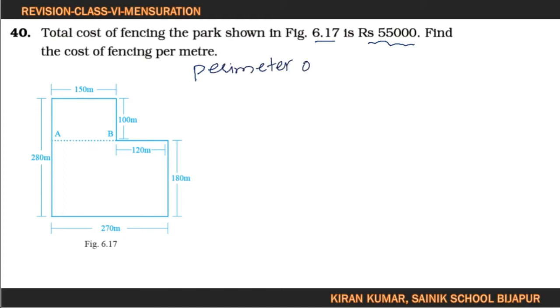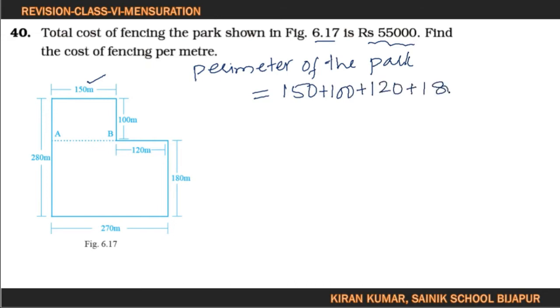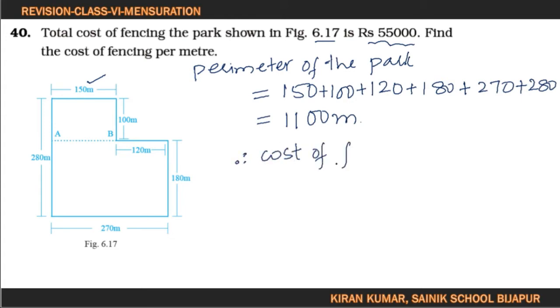Perimeter of park will be equal to, we need to add the outer boundaries 150 plus 100 plus 120 plus 180 plus 270 plus 280. The sum becomes 1100 meter.